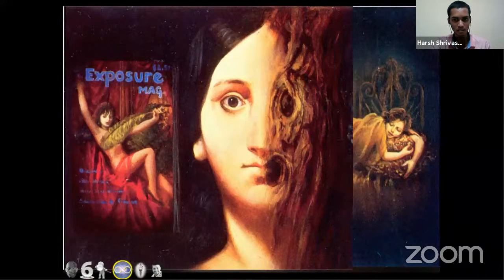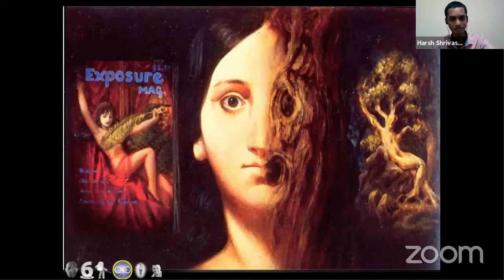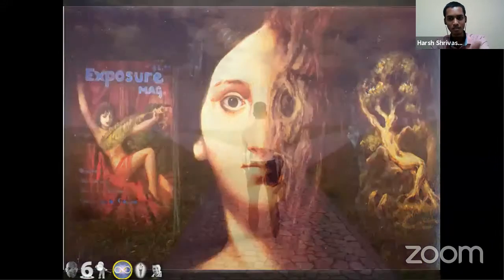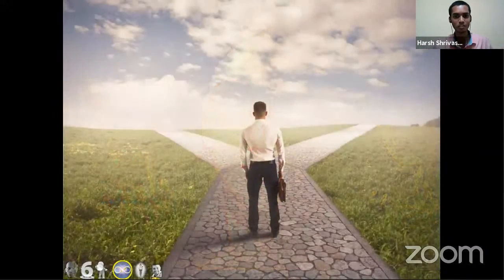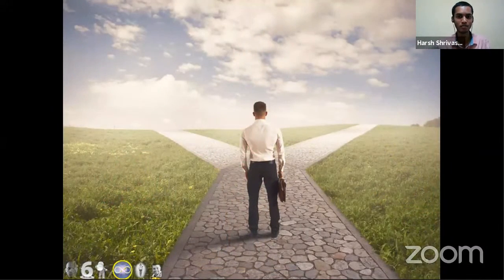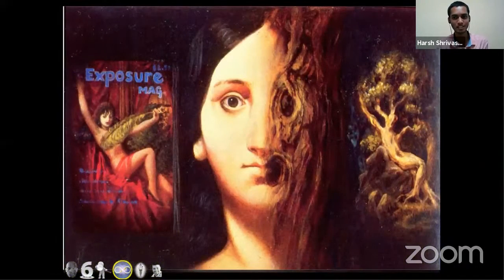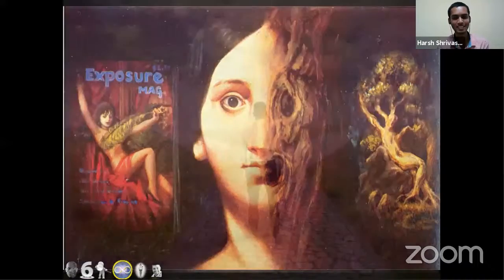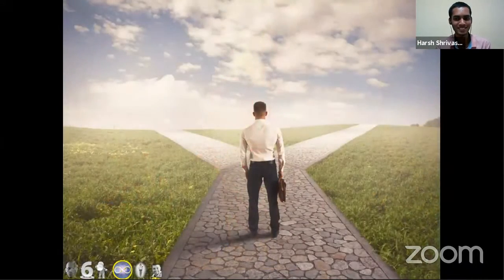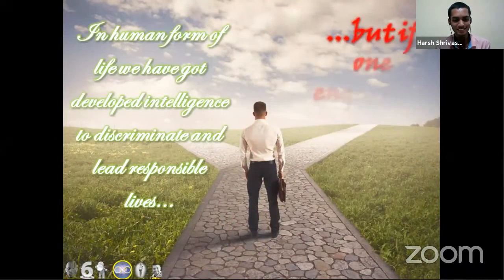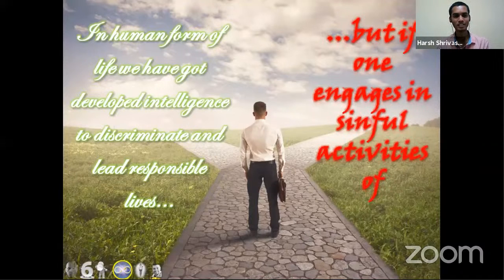These are all easy to understand. One example is given: a person who has a habit of exposing her body, a lady, will get the body of a tree in her next life so that she can fulfill her desires, and her tree is always naked. So as an individual, as a soul, we have a choice: either we take an intelligent decision or a sinful decision.